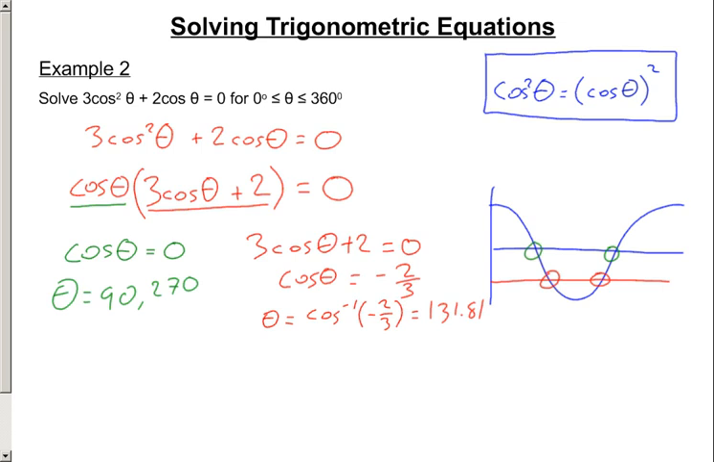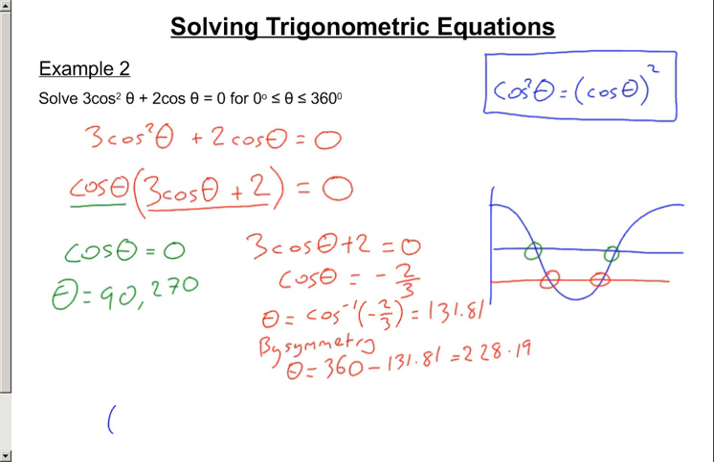So we need to find the other one. By symmetry, we have theta is equal to, say, 360 minus 131.81. There are other ways to do this by symmetry, but this is one way. Gives us 228.19.